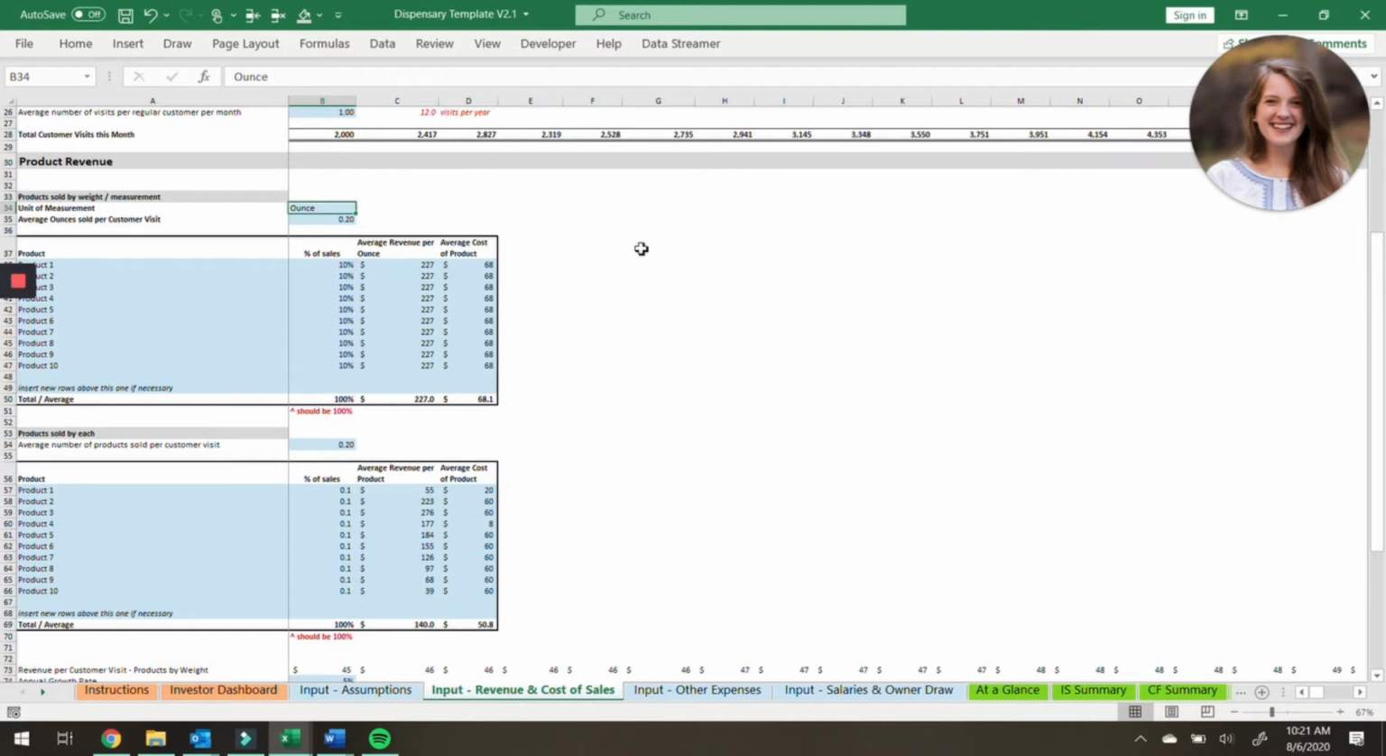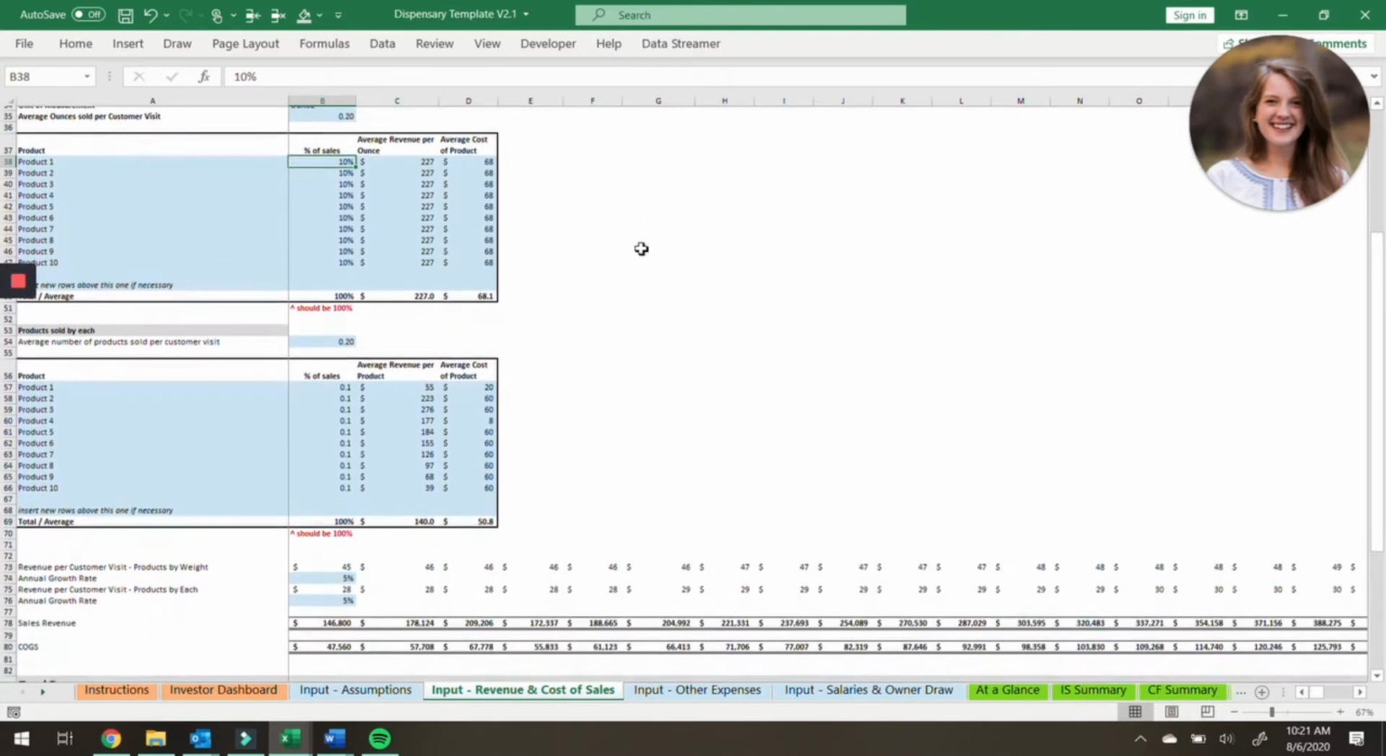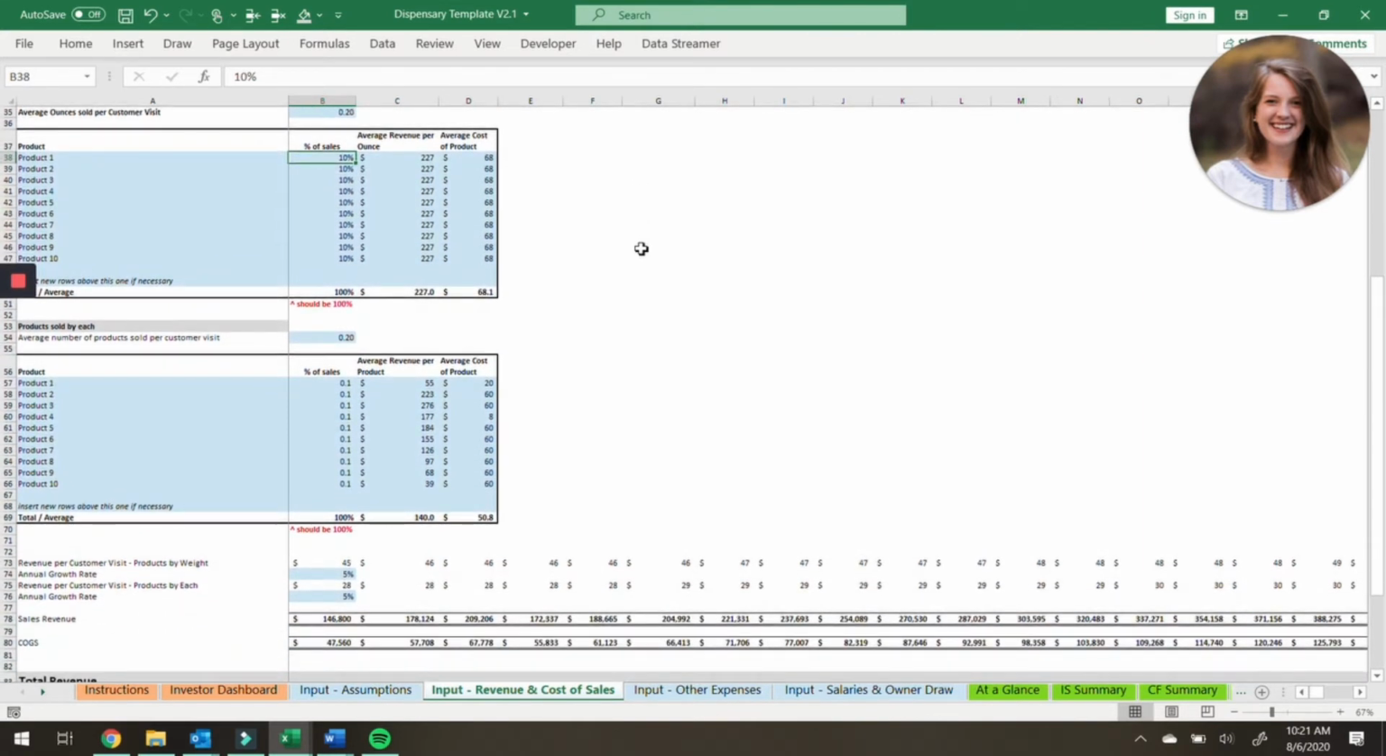So here you can enter your unit of measurement that you use to sell your product, and then you'll see that it uses that to update here. So if we update to gram, you'll see average grams sold. So assuming ounces, and it'll say average ounces sold per customer visit. And that is just, again, an average. There's lots of averages in any financial projection model. Obviously, when you're predicting out, you can't predict the future exactly, so the most efficient way to do it is just to assume some averages and use those to create financial projections over time.